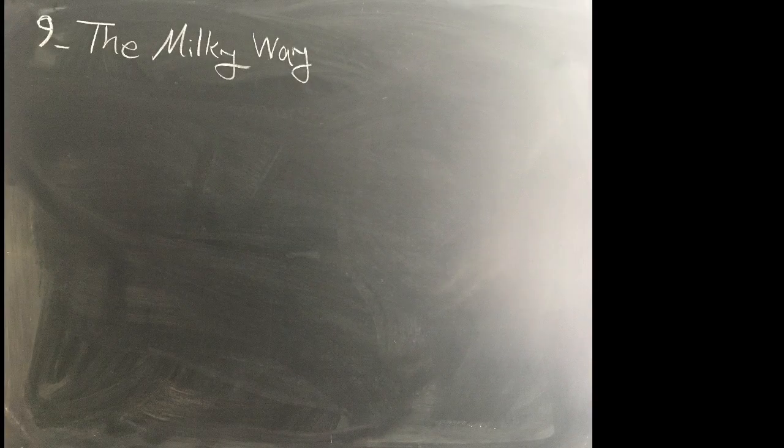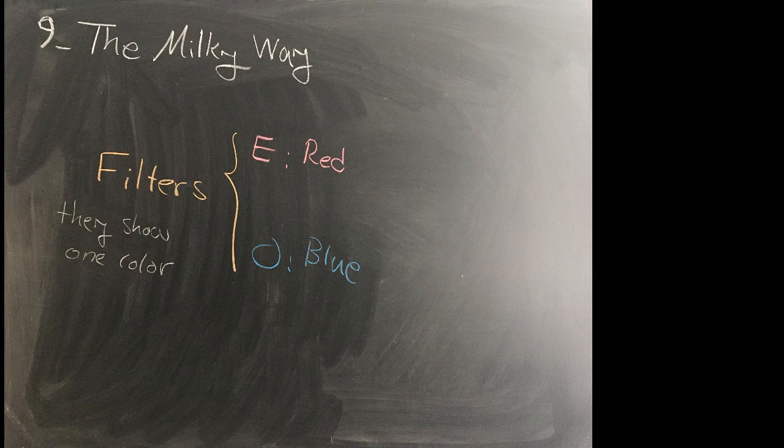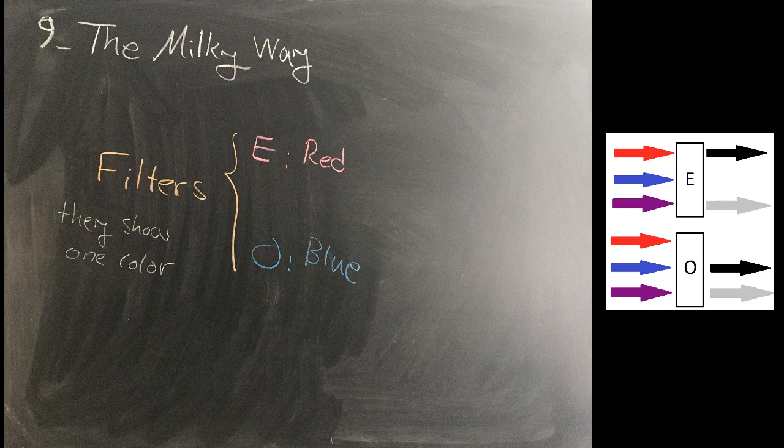the Milky Way. In this assignment, we will see how we use different filters to identify features in the Milky Way. Basically, we have two filters, filter E for red, filter O for blue. If we use filter E, everything we see is in red, but these are in negatives. So strong red will be black, light red will be gray, and if it's not red, you won't see this feature in filter E. For filter O, we have blue. Strong blue will be black, light blue will be gray, and if it's not blue, you won't see it.